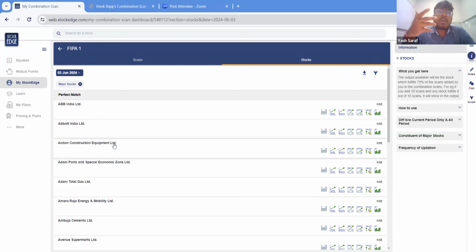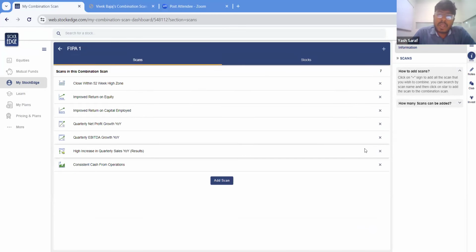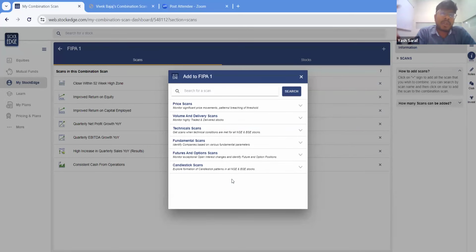But if you see that none of these stocks are performing, or the ratio of performing stocks is very low compared to non-performing stocks, then you might need to alter your scan. Then you will go to the scan section again, remove some of the scans which you feel you can remove, and replace them with some other scans. This is how you can tweak the list of scans to make a perfect combination scan for you and for your respective trading strategy, be it intraday trading, swing trading, or long term investment.